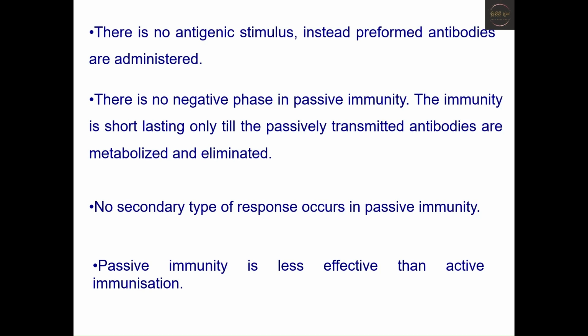Here there is no antigenic stimulus. Instead, preformed antibodies are administered. And also there is no negative phase in passive immunity, whereas in active immunity there was a negative phase. The immunity is short lasting, only till the passively transmitted antibodies are metabolized and eliminated. And here, no secondary type of response occurs in passive immunity. As we discussed, passive immunity is less effective than active immunization.